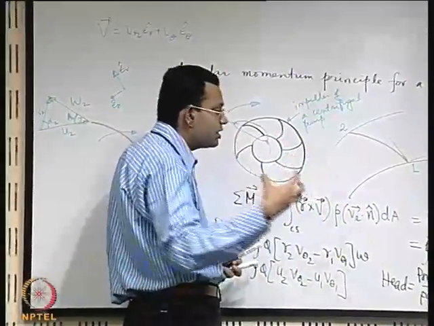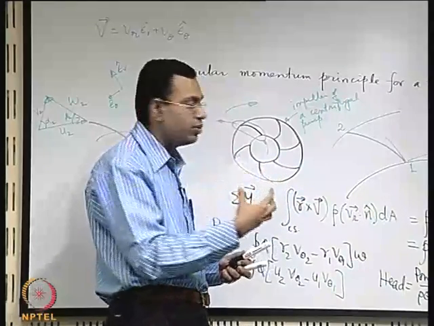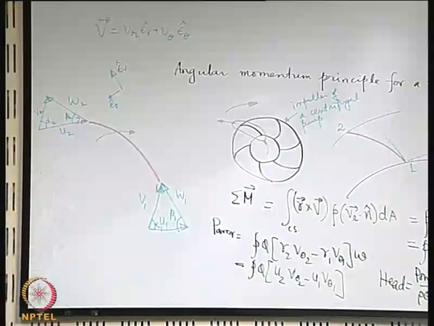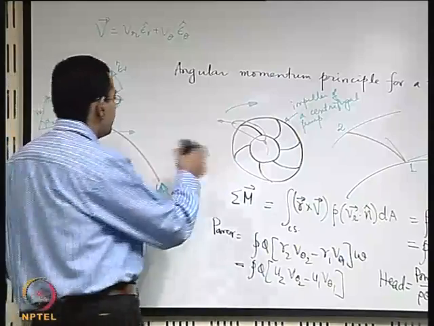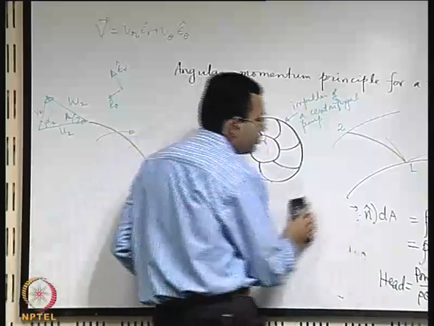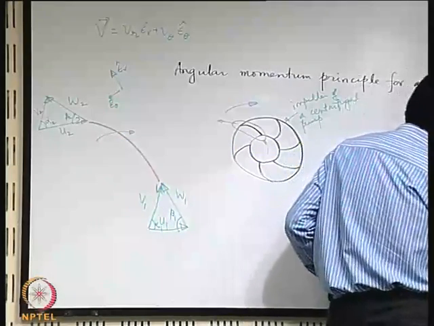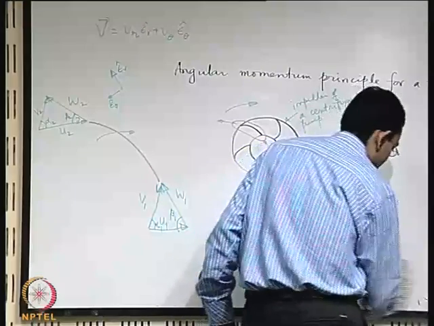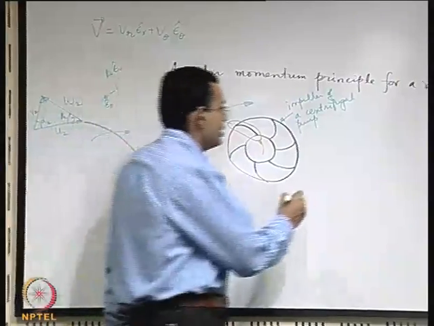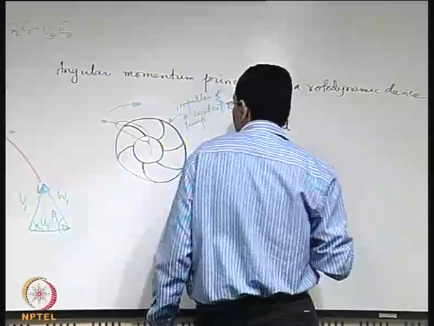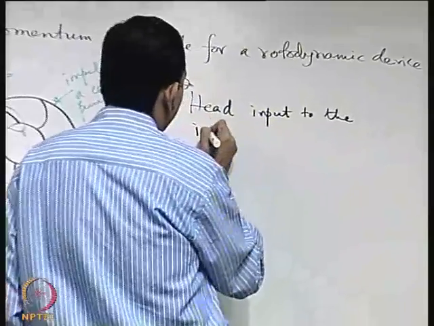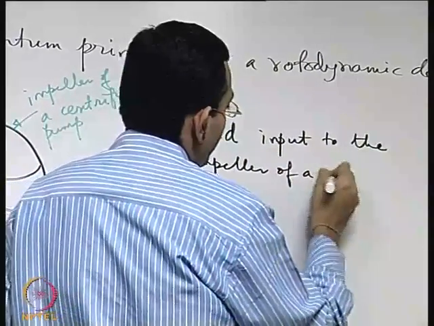That is, it absorbs the energy from the electrical input that is given to the motor, and somehow it imparts the energy to the fluid because of that. So that example is a centrifugal pump, for which we have drawn this impeller. We will now go into a bit more detail on what happens across the impeller of a centrifugal pump. And for that, referring to these velocity triangles may be very essential. So we will look into the head developed, or rather the head input, to the impeller of a centrifugal pump.